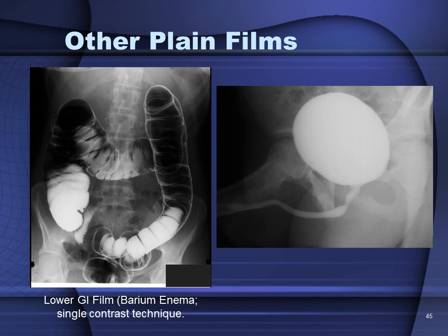In the image on the right, this is a cystogram or a radiographic image of the bladder. The technique is known as cystography. So a catheter is inserted into the urethra and the contrast agent is injected, and we get a nice picture of the urinary bladder. This happens to be a male patient. We know that because the male urethra is longer than we would see in the female patient.